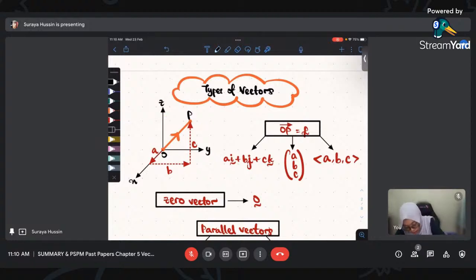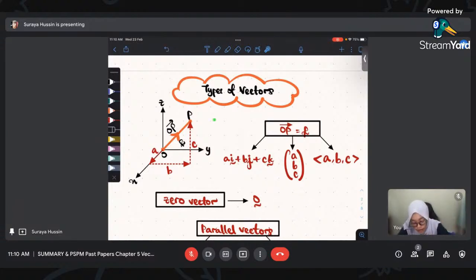Maybe I should write it down here. OP direction. Ataupun saya boleh tulis dia sebagai P vector. Small letter P vector. Dua-dua ni memberi maksud yang sama. Alright? So, cara penulisan tu kena tepatlah dalam PSPM. Kalau you all tak letak this symbol, you will confuse the examiner that what is this actually.